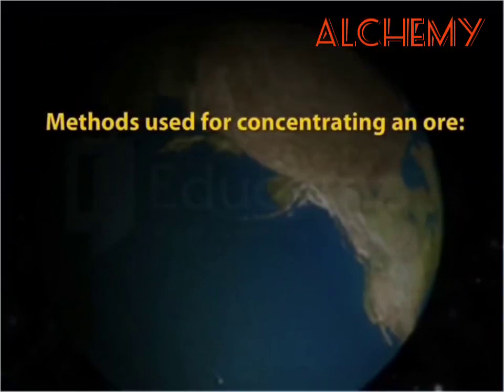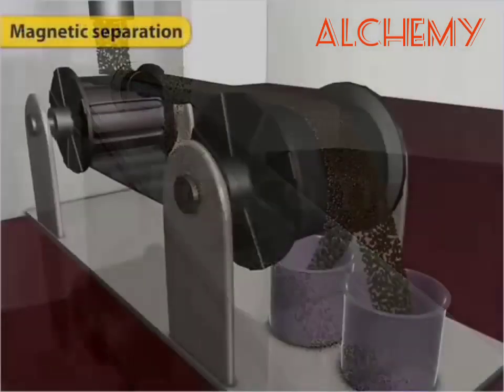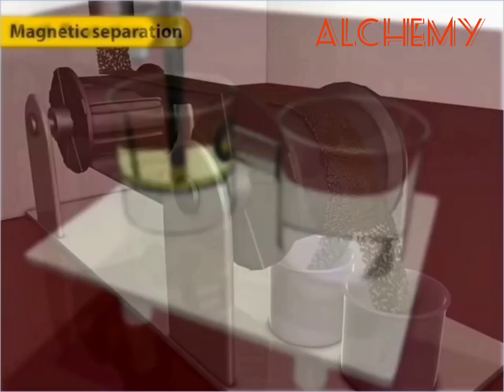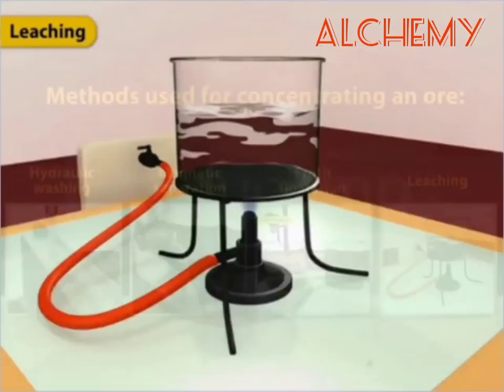Now, the methods used for concentration of the ore. First one is hydraulic washing. Second, magnetic separation. Third, froth flotation. And last, leaching.